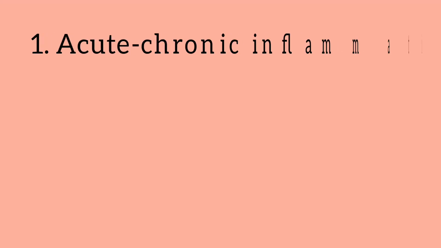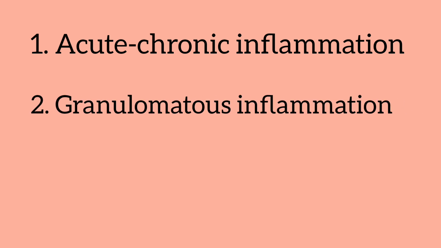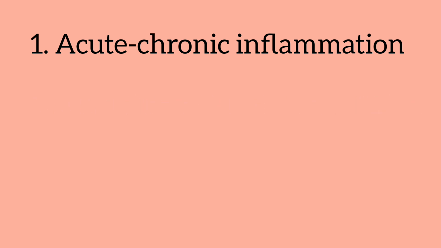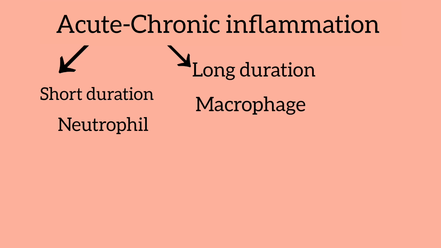The two types of chronic inflammation that I'm talking about in today's video are one, acute chronic inflammation, two, granulomatous inflammation. So let's start from the first one, acute chronic inflammation. Okay, now let me refresh our mind a little. Chronic inflammation, like I said, is of a long duration, but acute inflammation is of a short duration. The major cell that is seen in acute inflammation is the neutrophils, while the major cell that is seen in chronic inflammation is the macrophage.